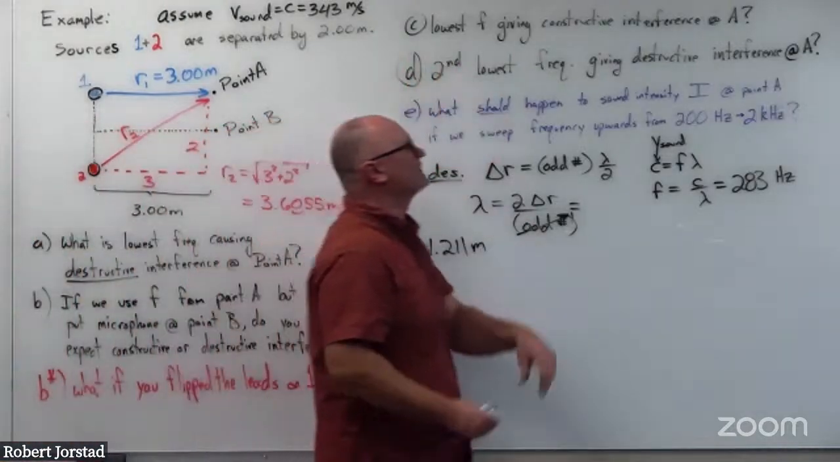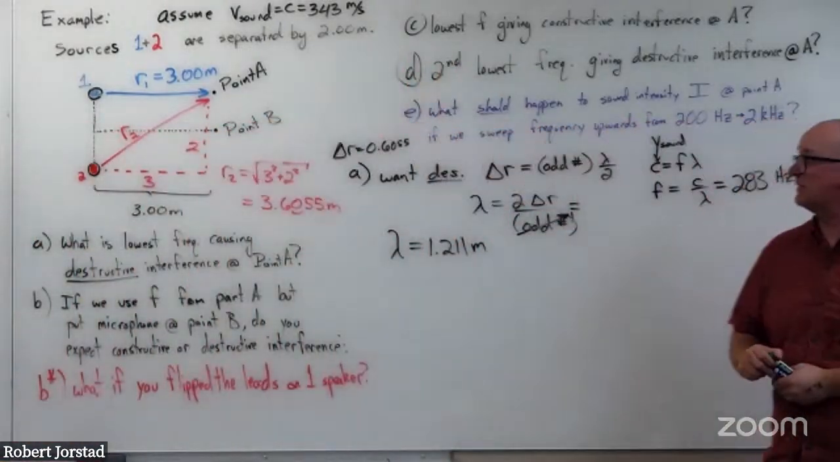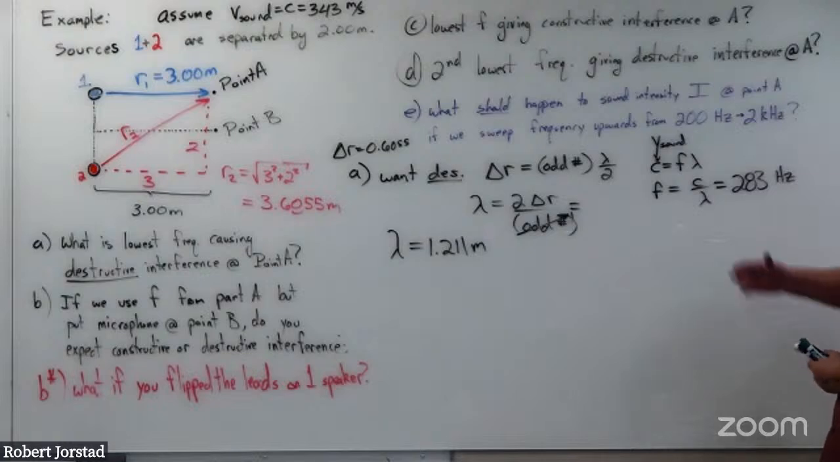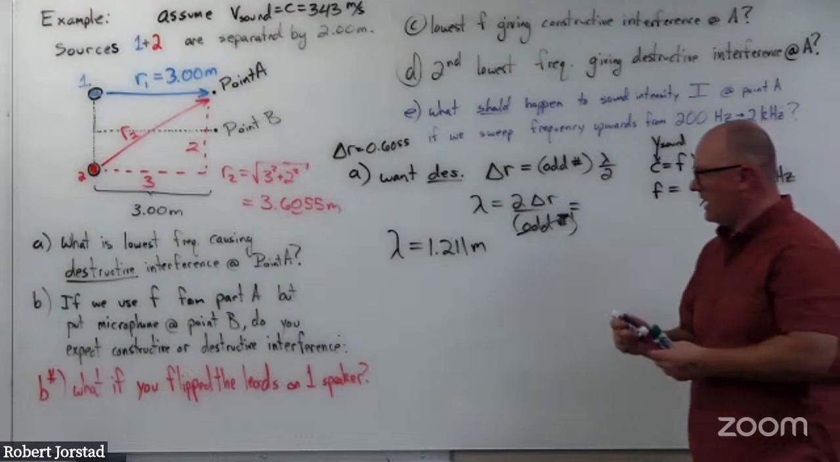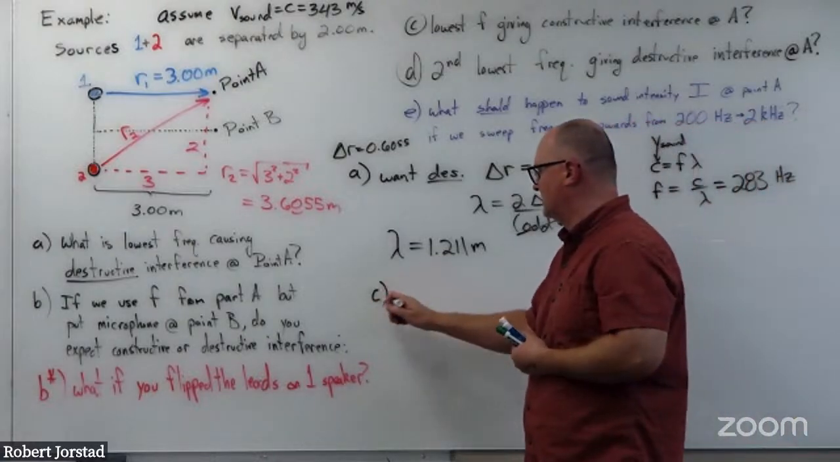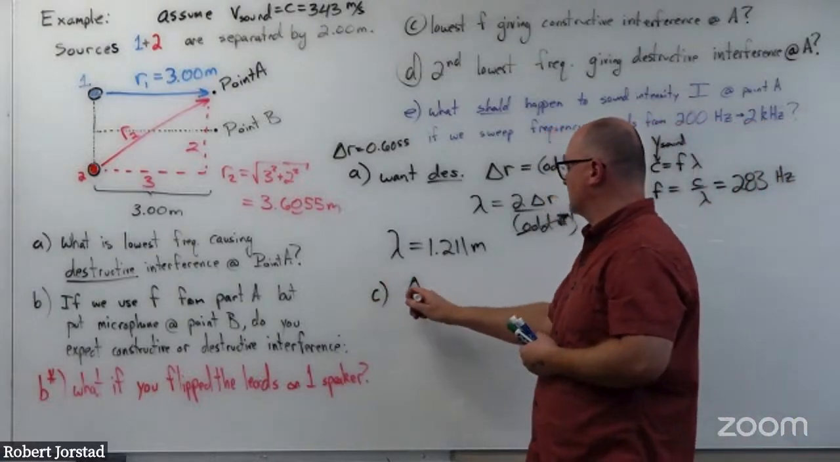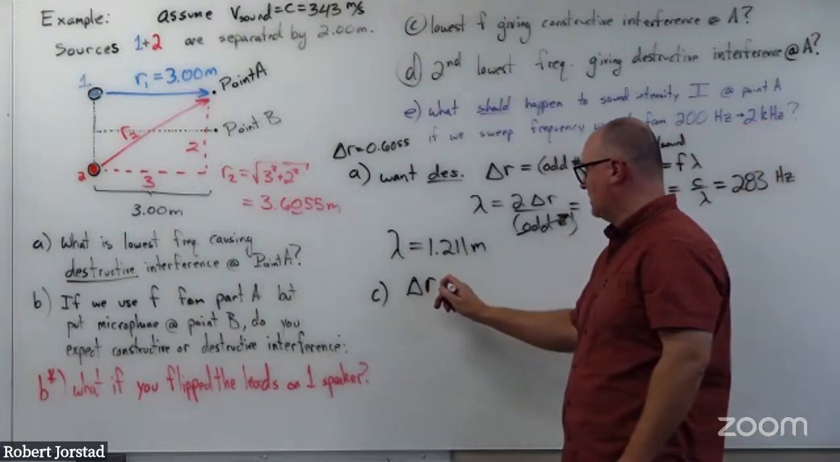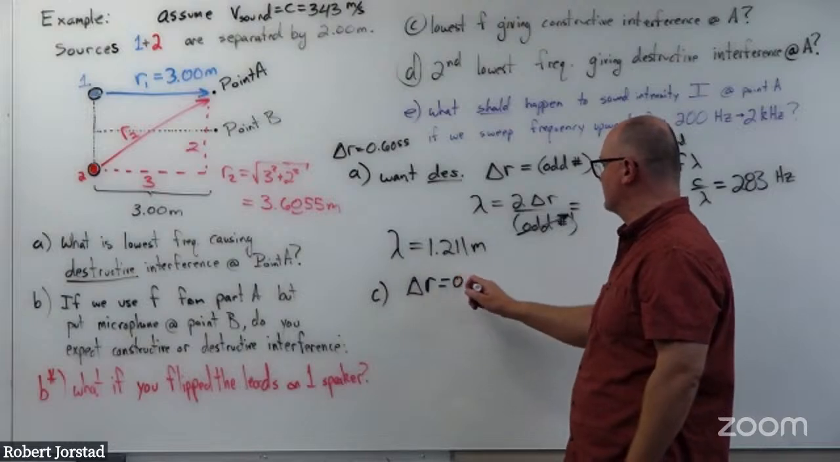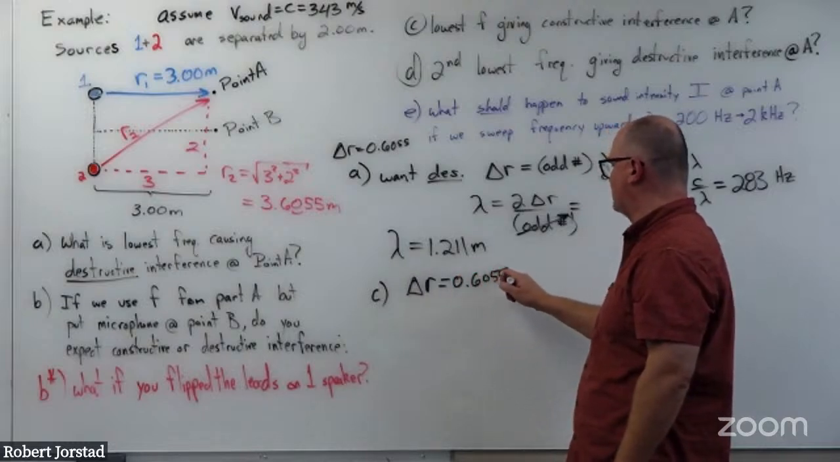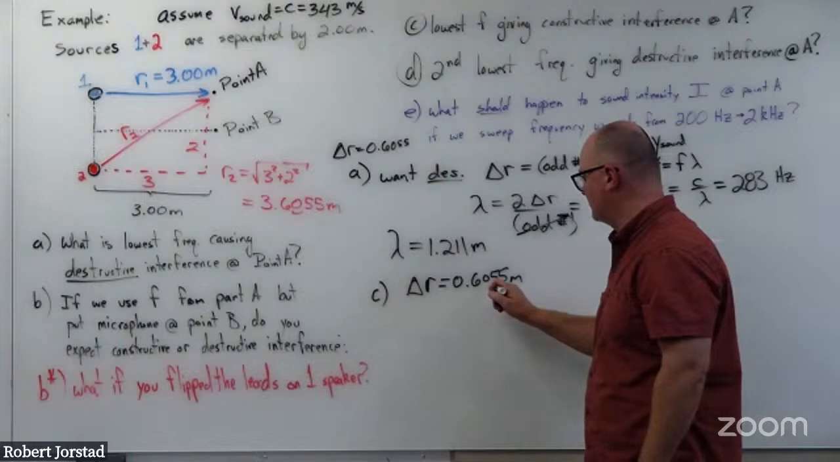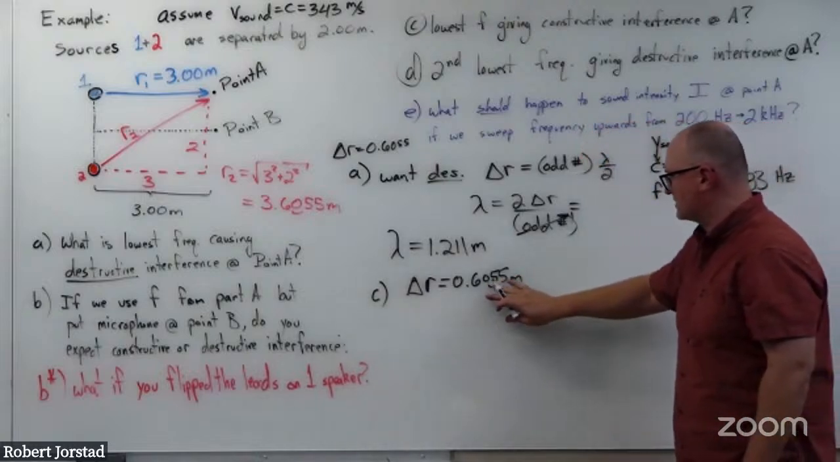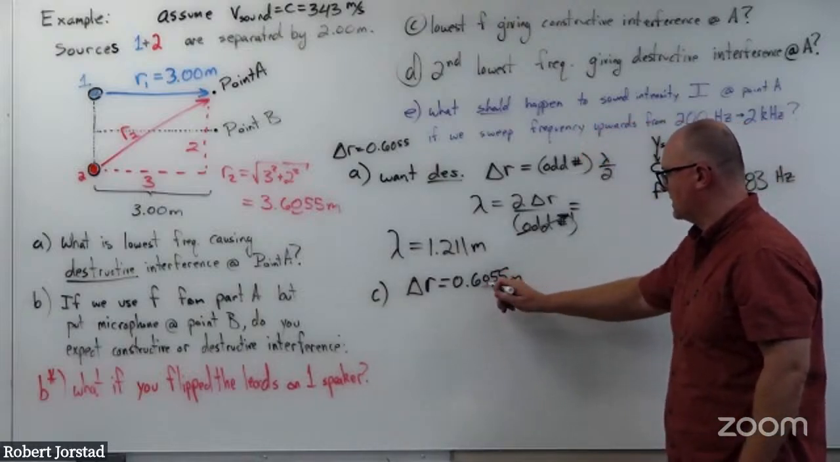What is the lowest frequency giving constructive interference at A? And you can try and do both C and D right now by yourself. I'll go ahead and put the answers up. If you want to pause the video, this is your last chance. 1, 2, 3, here I go. Delta R equals 0.6055 meters, I think we said. I think it's actually off here, right? But we'll keep the extra digit.